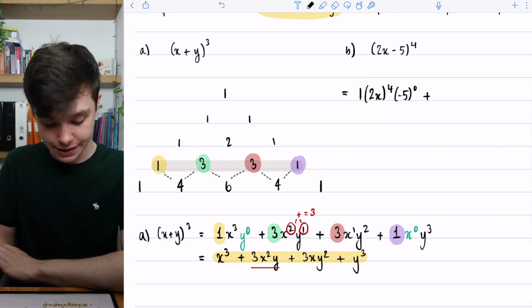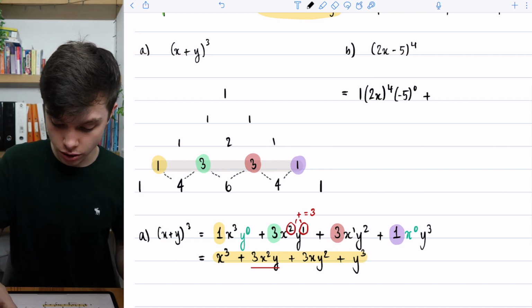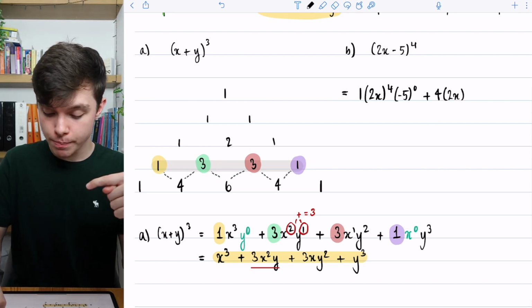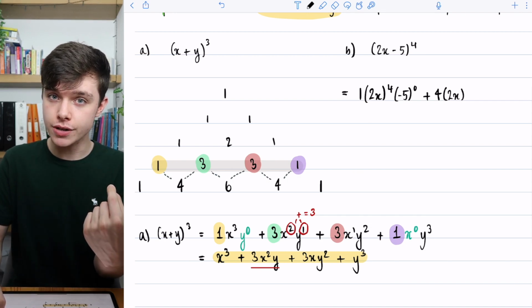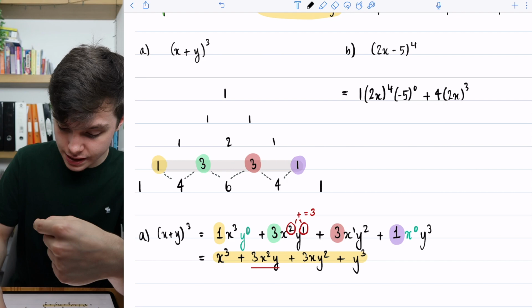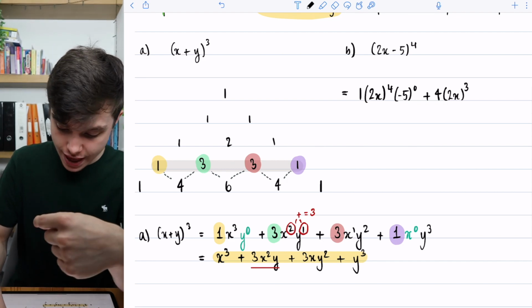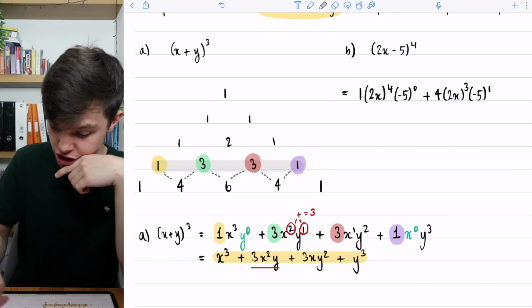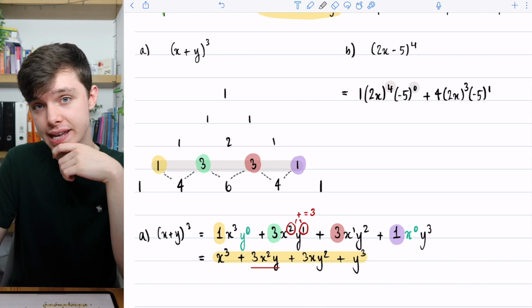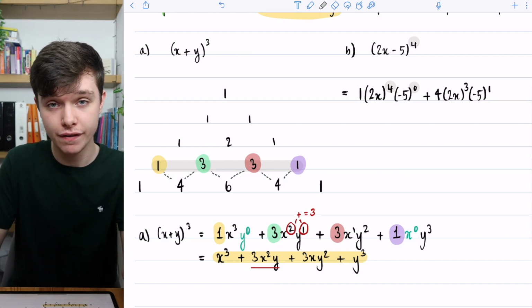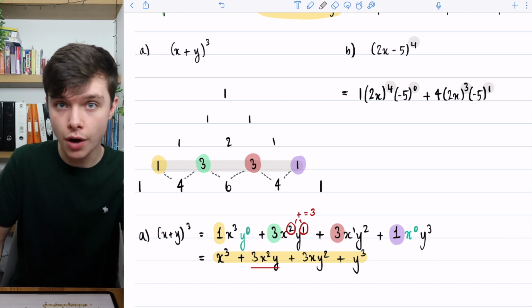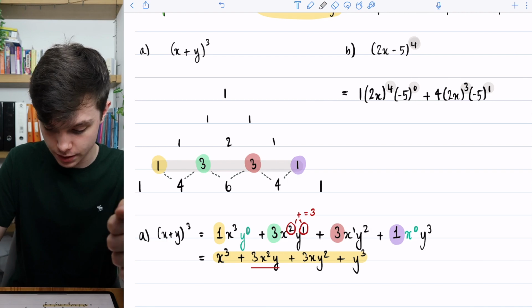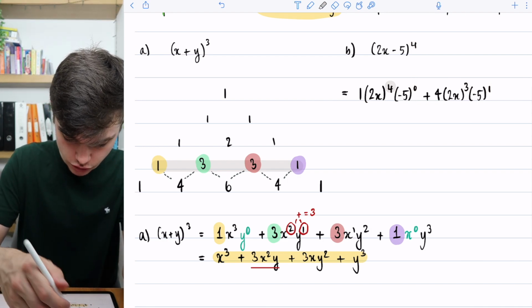The second term is the second coefficient along, which is a 4, multiplied by 2x, reduce the power by 1. We had a power of 4 in the previous term, so the second term, 2x, is going to be a power of 3, and then multiplied by minus 5 to a power of 1. And again, check here, we've got a 4 and a 0, add those together, we get a power of 4, which is good. 3 plus 1, those are my powers, add those together, we get 4, which is the power on the bracket, so that's good. Okay, let me get rid of those so it doesn't confuse us too much.